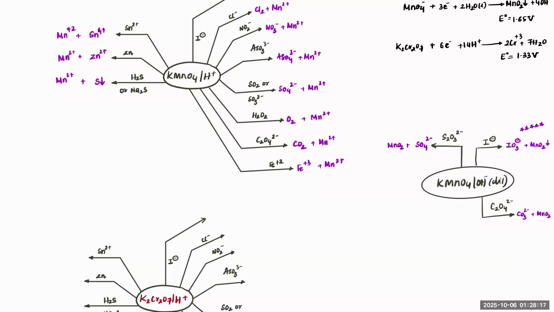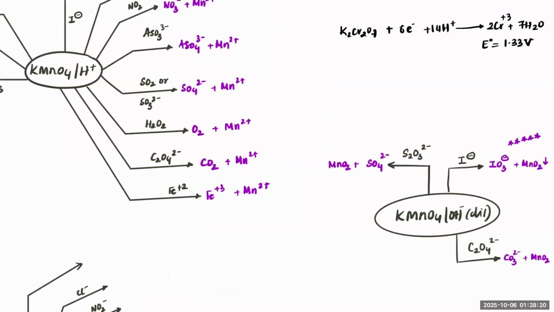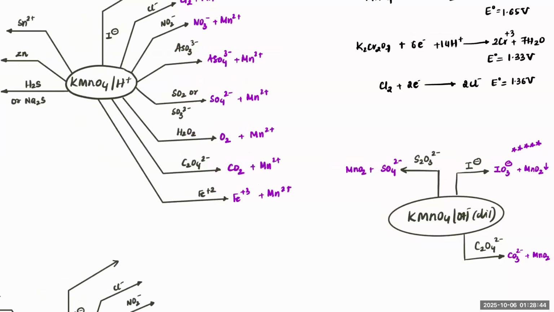Done, everybody? Now, before going into K2Cr2O7, I want you to focus on this point. Take the reduction potential of chlorine: Cl2 plus 2 electrons converting into 2 Cl minus. The reduction potential value of chlorine is 1.36 volts. Given the chance, if K2Cr2O7 is reacting with Cl minus, do you think this reaction will be possible?